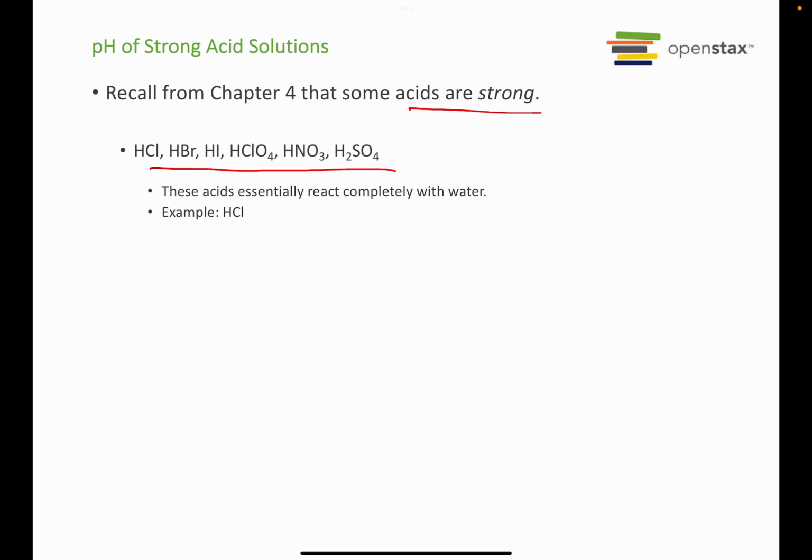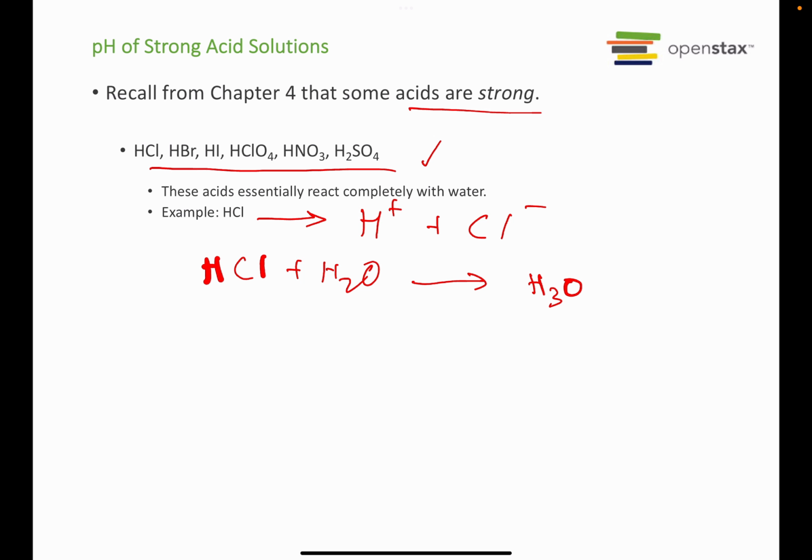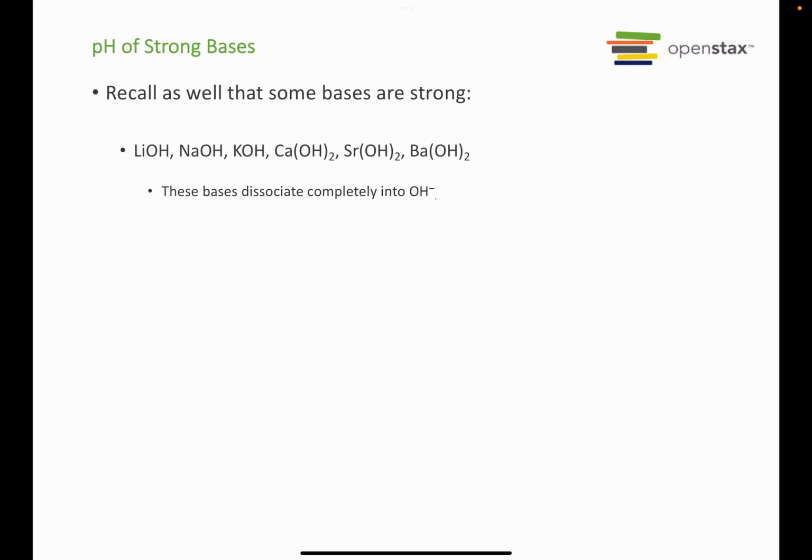They dissociate 100%. Like HCl will be 100%. Or we can write it this way, there you go. We do have some bases that are very strong as well, that completely dissociate to give us OH minus.